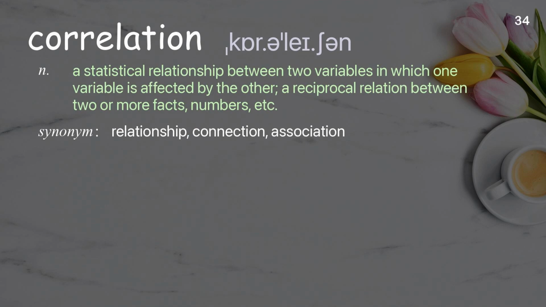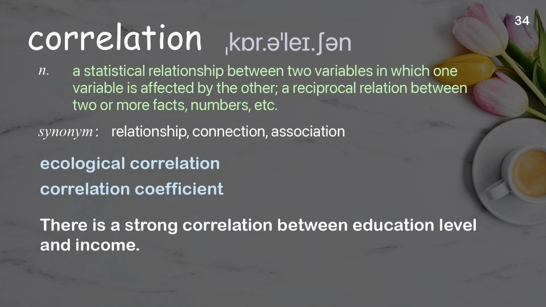Correlation. A statistical relationship between two variables in which one variable is affected by the other. A reciprocal relation between two or more facts, numbers, etc. Examples: ecological correlation, correlation coefficient. There is a strong correlation between education level and income.